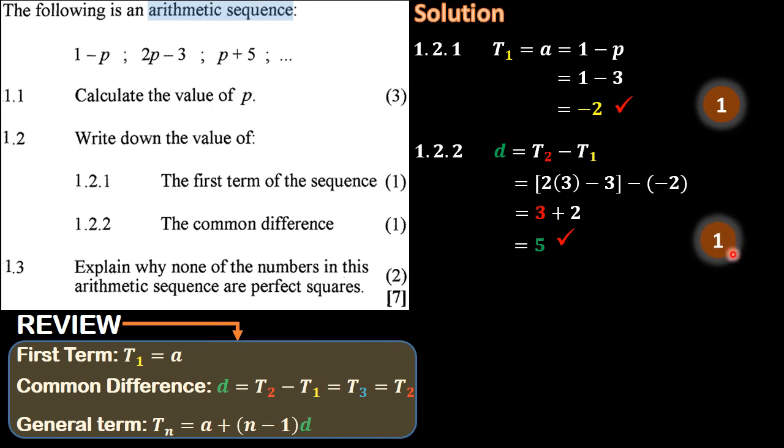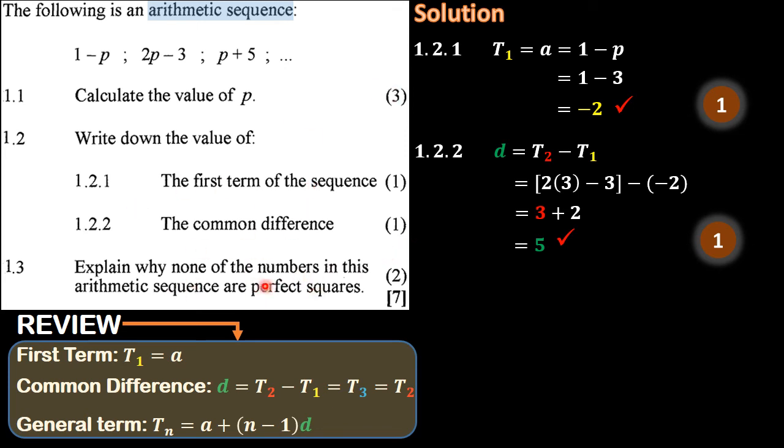Now let's look at the last one. With the last one, we are going to explain, but we must explain mathematically, and with reasons. We must reason things out. Explain why none of the numbers in this arithmetic sequence are perfect squares. So we want to explain why none of the numbers in the sequence are perfect squares.